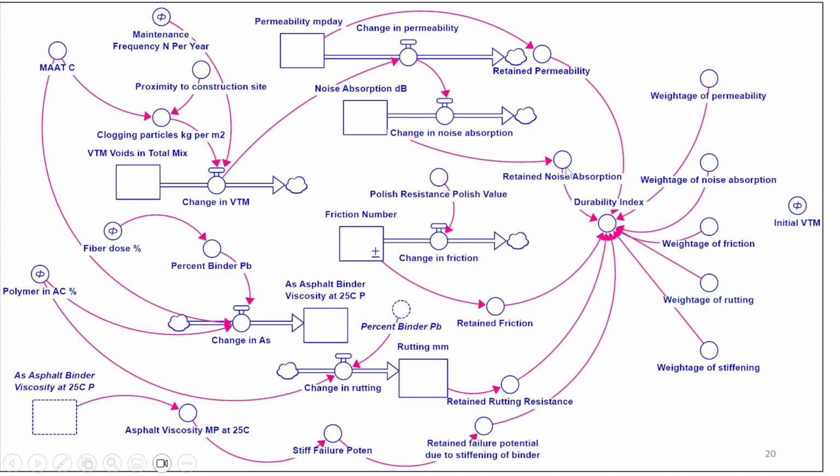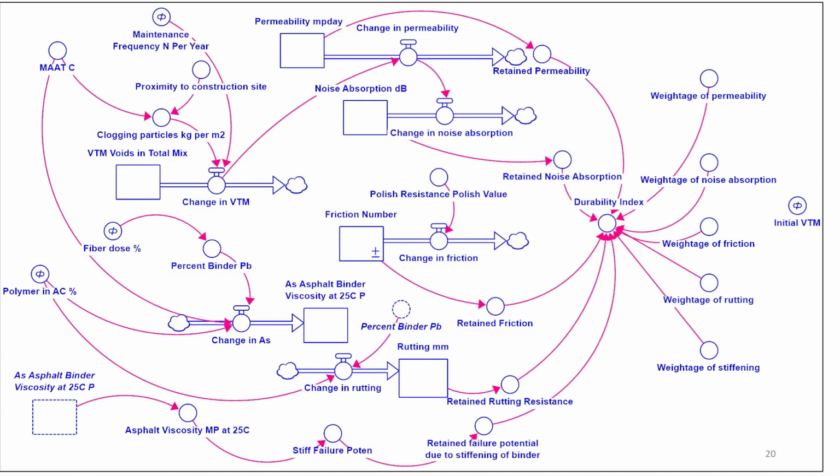I have noise absorption, which is also an important benefit of having porous materials or porous mixes. And then finally, what I have is a durability index. And this is trying to give us a composite index that takes into account all the different properties that I have, properties that are coming from the different components, right?